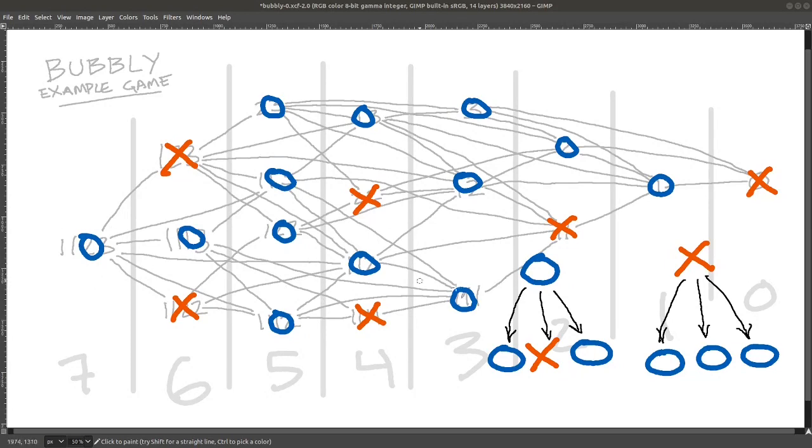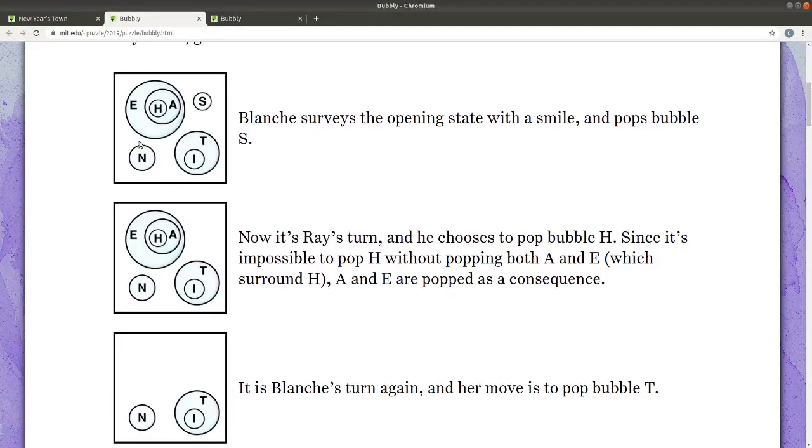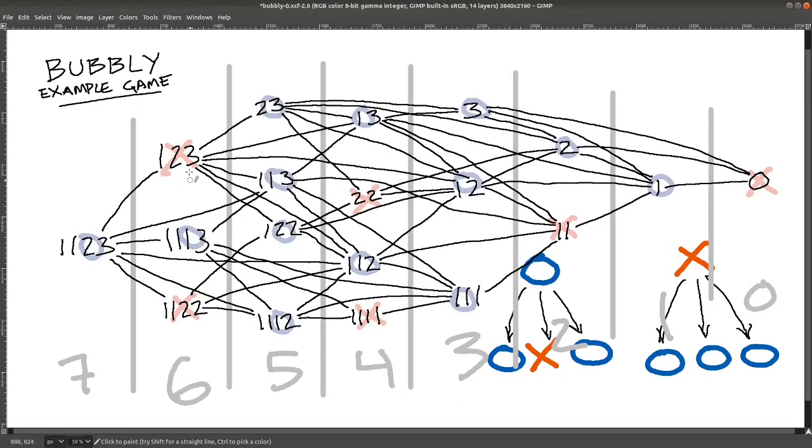So, in fact, we didn't just want to answer the question of whether the starting state was good or bad. We also wanted to answer the question of which of the starting moves is a winning move. So that's everything that you can reach from the starting state that is a bad state. And in this case, it's 1, 2, 3 and 1, 1, 2, 2. Okay, so let's go back to the puzzle and see what this answer means in terms of which bubbles to pop. So this is the starting state, 1, 1, 2, 3. And we said that the winning first moves are 1, 2, 3 and 1, 1, 2, 2.